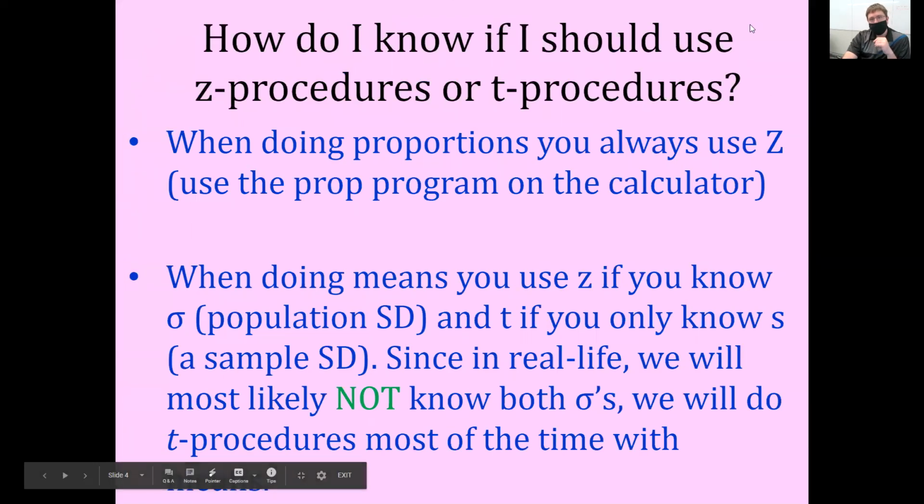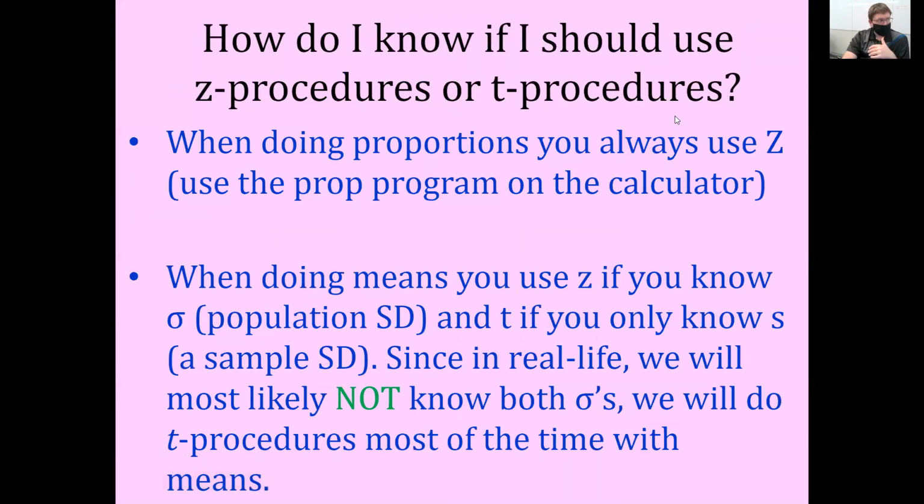So how do I know if I should use Z procedures or T procedures? Because we've got both, right? Whenever you're doing percentages, always use Z. And the program and the calculator's got you covered on that one. When doing averages, you use Z if you know the standard deviation of the populations, and you use T if you don't, just like before.